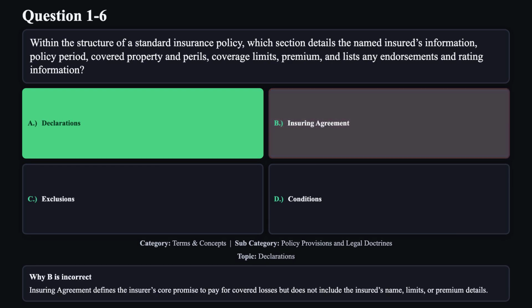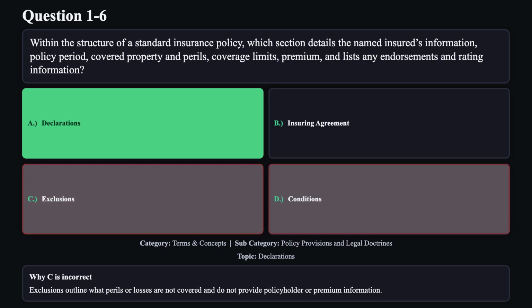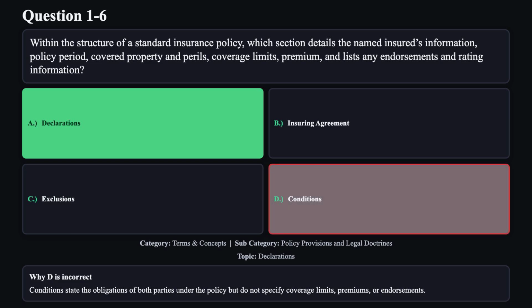Reason B is not correct. Insuring agreement defines the insurer's core promise to pay for covered losses, but does not include the insured's name, limits, or premium details. Reason C is not correct. Exclusions outline what perils or losses are not covered and do not provide policyholder or premium information. Reason D is not correct. Conditions state the obligations of both parties under the policy but do not specify coverage limits, premiums, or endorsements.